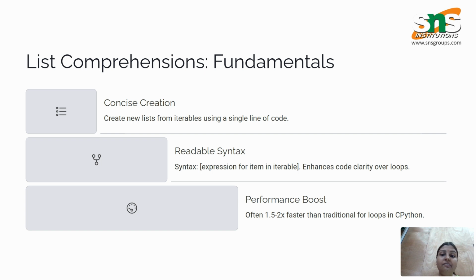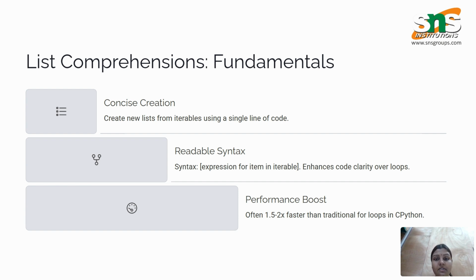List comprehensions, that is the fundamentals. Concise creation: create a new list from iterables using a single line of code. A readable syntax: expression for item in iterable. Enhances code clarity over loops. Performance boost: often 1.5 to 2 times faster than traditional for loops in CPython.